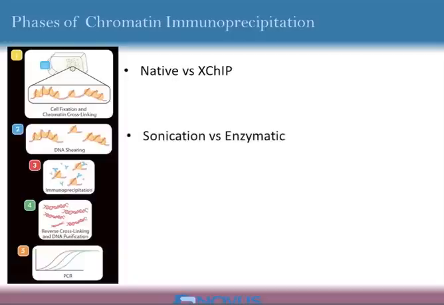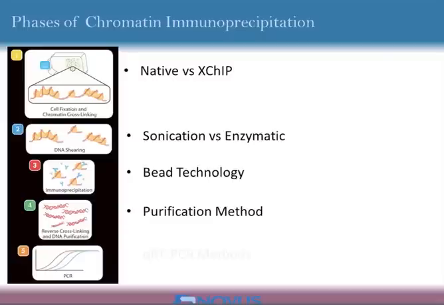The other main points that I'm going to talk about today in these other phases are the DNA shearing phase, doing either sonication versus enzymatic shearing. In the immunoprecipitation phase, talking about different bead technologies that exist for pulling down your proteins. Talking about purification methods and different ways of doing this, and finally real-time PCR methods. And we're going to focus this talk today on real-time PCR as being the end method of quantification.